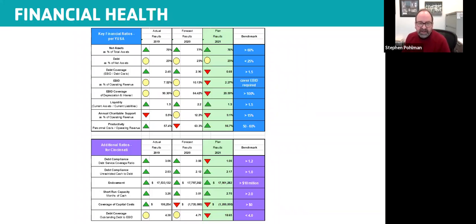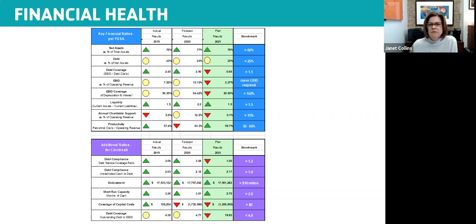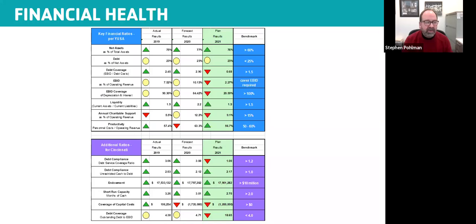And this one, appropriately enough, is called financial health. Here's something to know. Green triangles are good and red triangles are bad. If you have a green triangle, that means that we are outperforming the benchmark. If we have a yellow circle, we're close but not really killing it. If we have a red triangle, that means we're underperforming the benchmark. We track a number of key financial ratios that YUSA has indicated should be important to us. And then we have another handful of ratios that we track because we think that they're important.